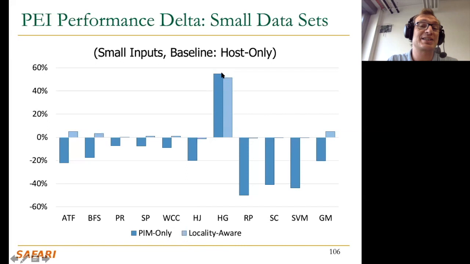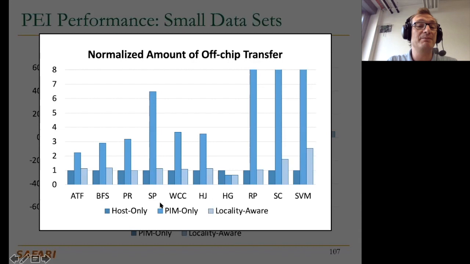Okay, clearly, if you're always executing on PIM, if things fit into your caches, you actually are increasing the amount of off-chip transfer. That's why these curves in the middle are shooting up, right? But locality aware actually is making things better.